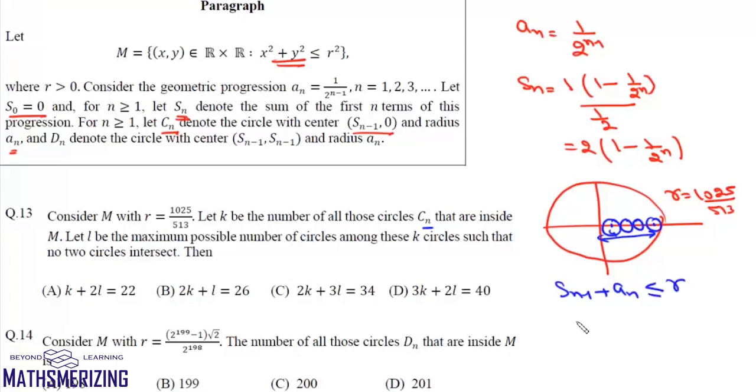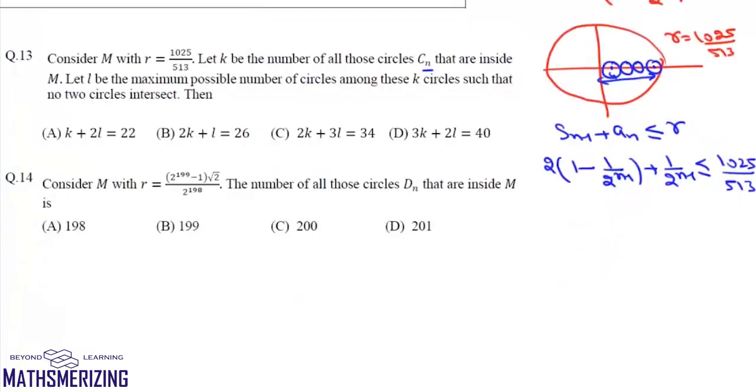Now Sn minus 1 will be 2 into 1 minus 1 upon 2 to the power of n minus 1, and this value is 1 upon 2 to the power of n minus 1, and this will be less than or equal to 1025 upon 513. Now we simplify this.